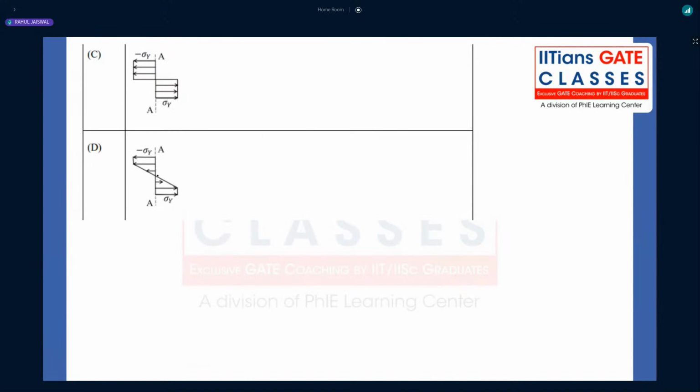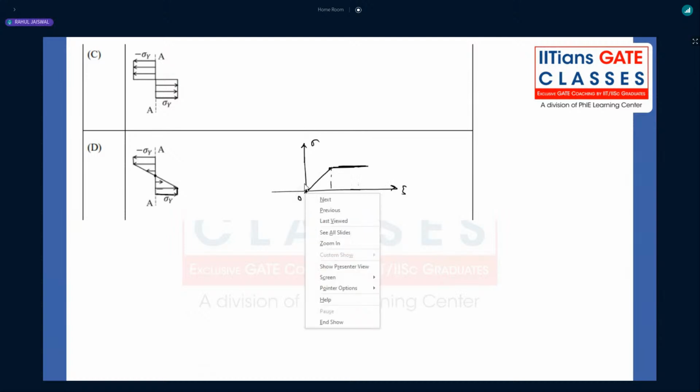This option is saying that up to some point they will be moving linearly, and then it will behave like a perfectly plastic material, right? It means after the elastic deformation, plastic deformation will be there. This graph is also showing the same thing. When you read from the graph, as you keep on increasing the strain value, sigma will increase. That is also happening till this c dash, c double dash point.